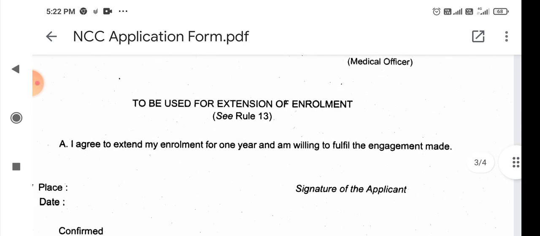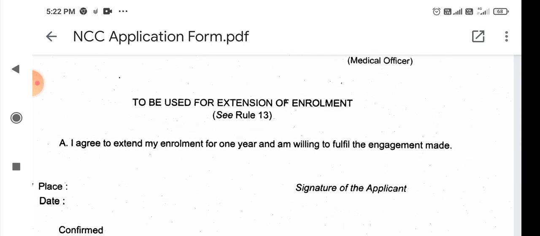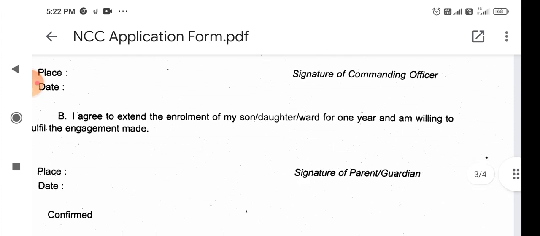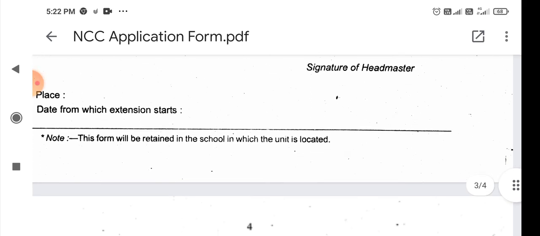Then this is actually not needed for a first year cadet, because this section, see rule 13, is actually required for a student who is seeking an extension. That means extension for a student who is seeking admission after his third year. If he wants an extension in NCC, he has to fill this application. This is actually not required for a normal cadet.